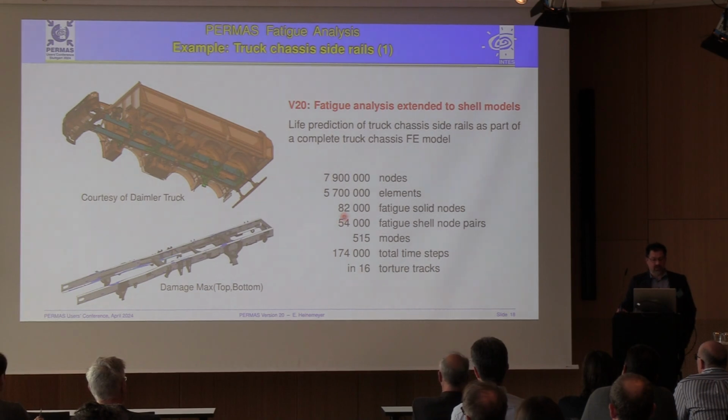So this means that in total we have about 190,000 fatigue nodes that we need to analyze for, in this base case, 550 modes. And this is done in 16 different situations for 16 torture tracks with a total of 174,000 total time steps.